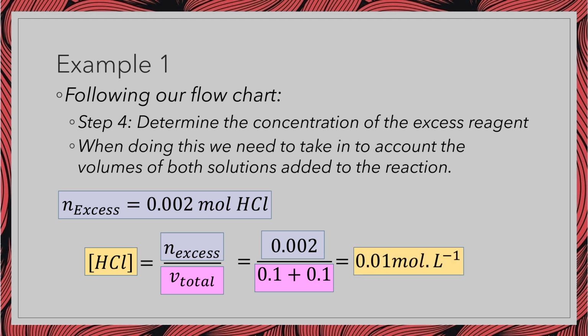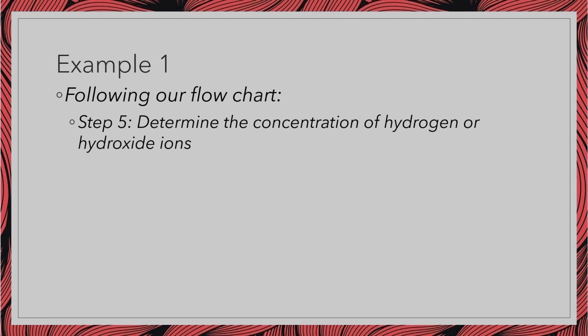And so it's going to give us an HCl concentration of 0.01 moles per liter. Okay. Now, we've got our number of moles and our concentration of HCl. Now let's determine the concentration of hydrogen ions or hydroxide ions.